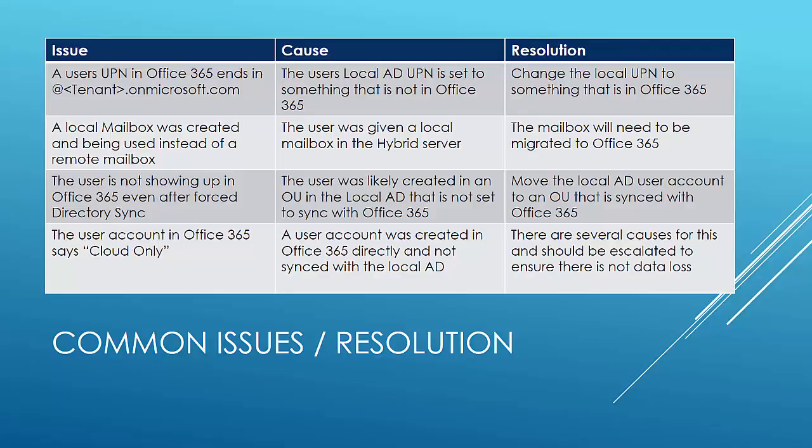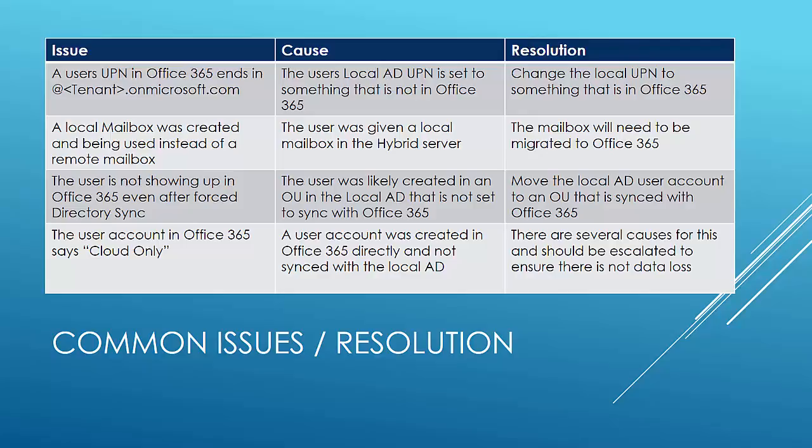So we're going to want to move that user to a synchronized OU. Putting them in an OU where all the other users are will then get them to synchronize to Office 365 on the next synchronization cycle. So then their object will get created in Office 365. We can assign them a license, verify their UPN, and they'll be off to the races.